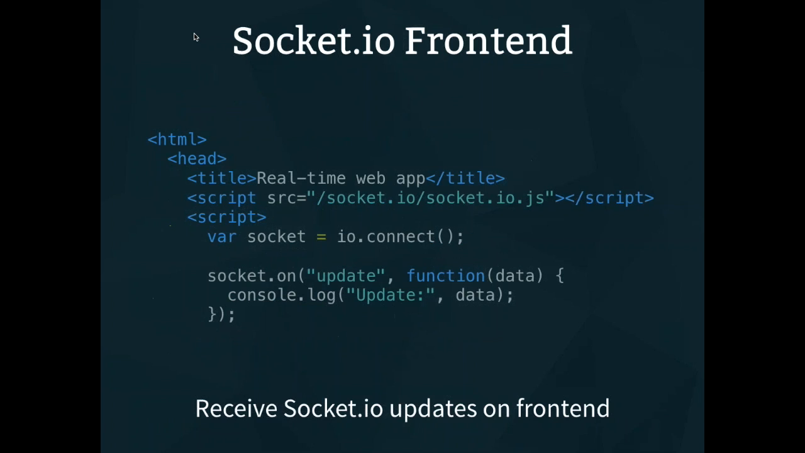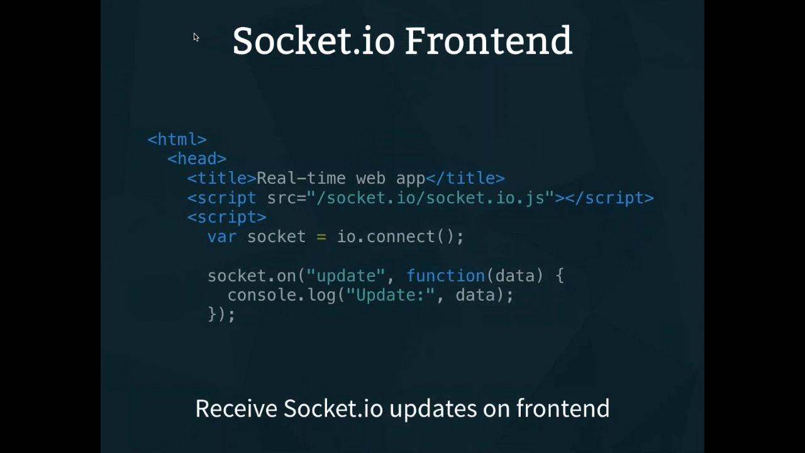So now on the front end, you're building your web page and you want to be able to receive those updates. This is what it looks like on the client side. When you run Socket.io on the back end, it'll automatically create a URL endpoint where the user can load the Socket.io JS file, which is the Socket.io client library. So that's what that script tag is. And then inside the second script tag, we have the code for setting up our Socket.io connection.